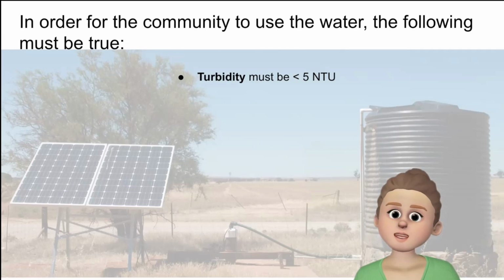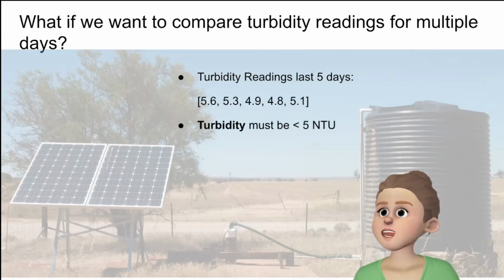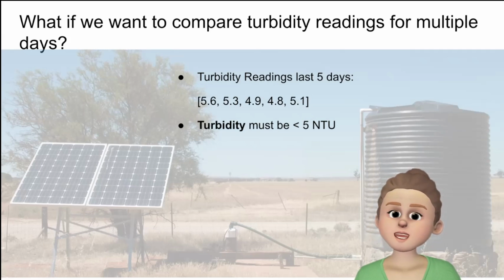So let's say we have 5 days of data and we want to look back and check the readings to see if it was safe for those 5 days. And I'm showing here the 5 days of data. They are 5.6, 5.3, 4.9, 4.8, and 5.1. If we want the turbidity to be less than 5 NTU, then we hope that MATLAB will give us a vector of true, false logical variables that is true only on the 3rd and 4th days. So that would essentially give us a vector with 5 values.